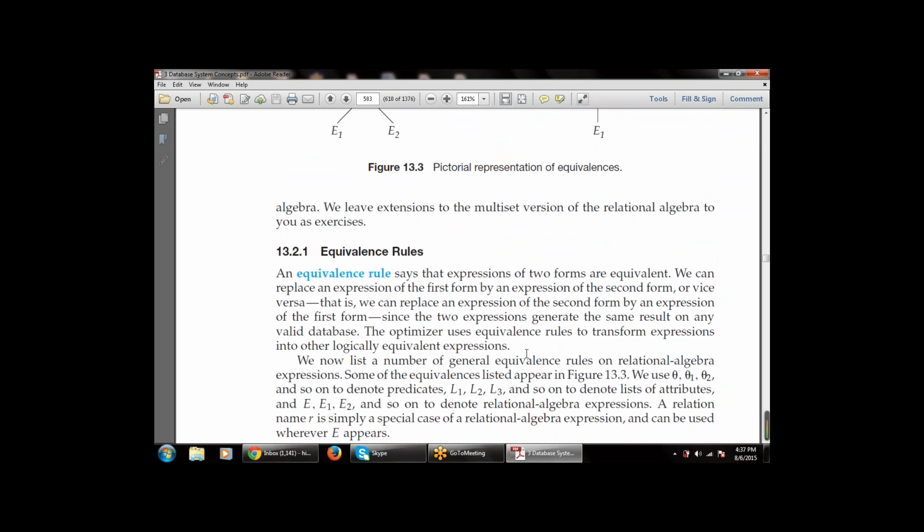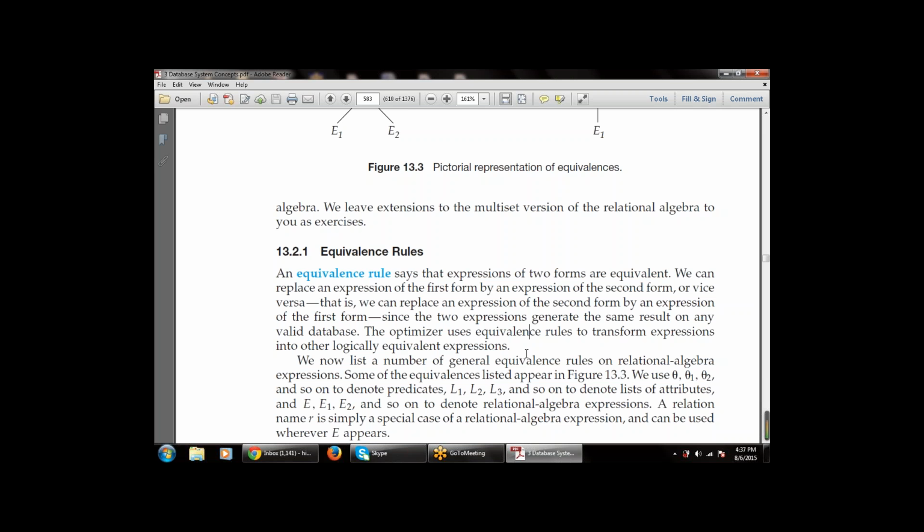Whatever rule is used for the expressions of the two forms, they are equivalent under the equivalence rule. We can replace an expression of the first form by an expression of the second form. That is, the two are equal, so we can replace either one with the other, or vice versa. That is, we can replace an expression of the second form by an expression of the first form.